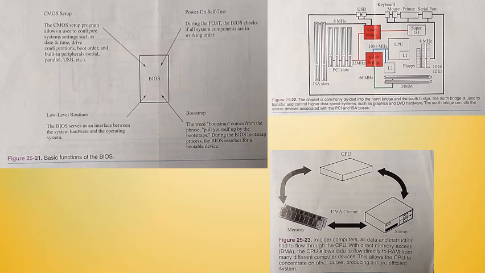The CMOS, which stands for complementary metal oxide semiconductor, is a type of memory that can hold its data even after the computer is turned off, as long as it receives power from a lithium battery. In the earlier computer systems, CMOS was located in the real-time clock, or RTC chip. Today, CMOS is located in the chipset.